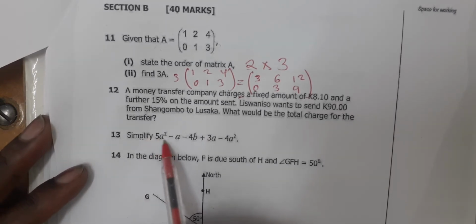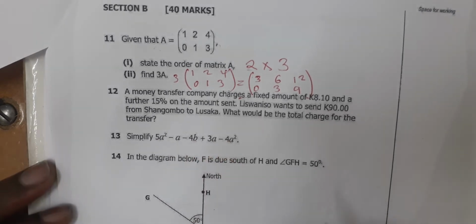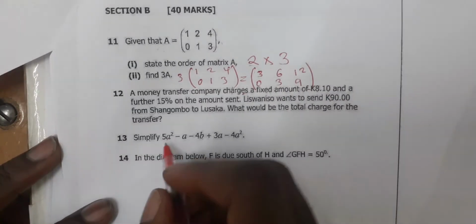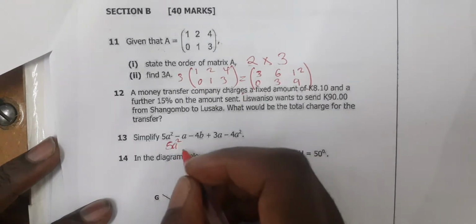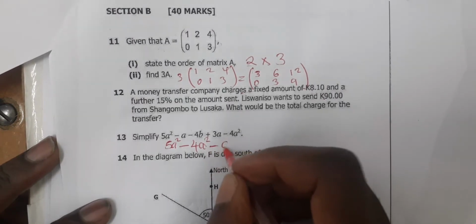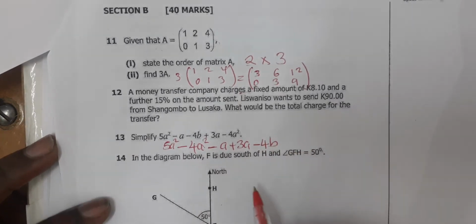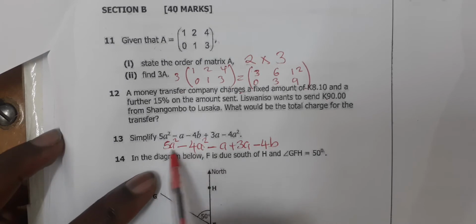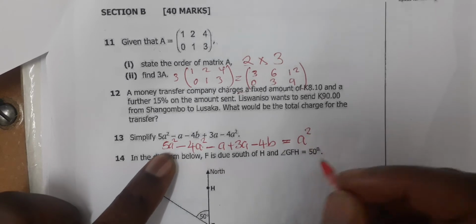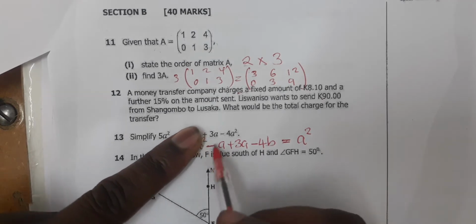Then simplify 5a squared minus a minus 4b plus 3a minus 4a squared. Simplify. So here we are looking at the like terms first of all, then we put them together. So this 5a squared is a like term to 4a squared there, minus a plus 3a minus 4b. So these are like terms here. When we subtract, we are going to get a squared. Then this side, take note, we're dealing with this minus here.